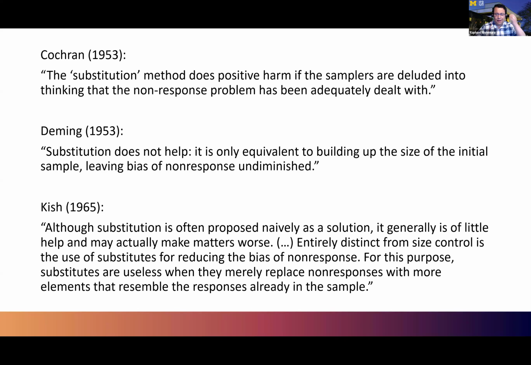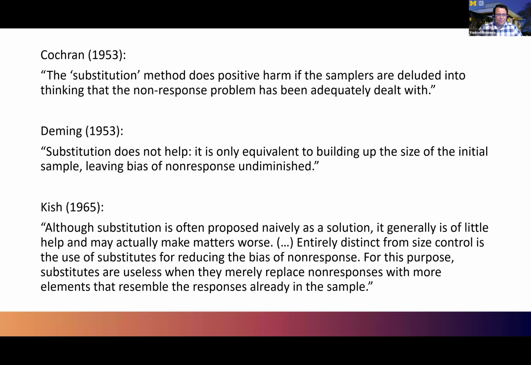William Cochran, author of one of the most famous sampling textbooks, Sampling Techniques. In the same book, he says something along the lines that substitution methods can actually harm the data if the sampling statistician thinks that the non-response problem has been adequately dealt with, right? So he's pretty much saying that if you think substitution is doing something for your non-response error problem, you might just be deluded into thinking that, which is some harsh wording here.